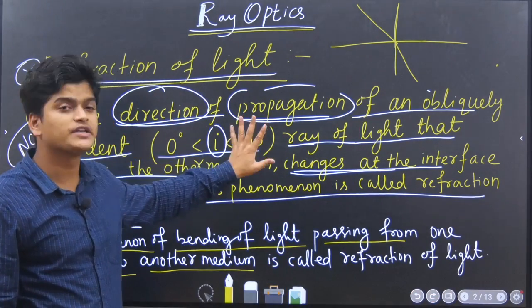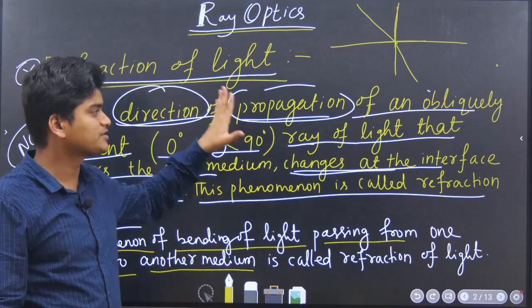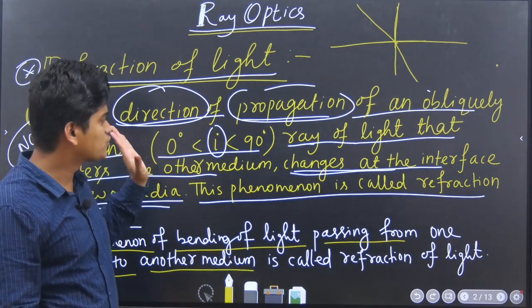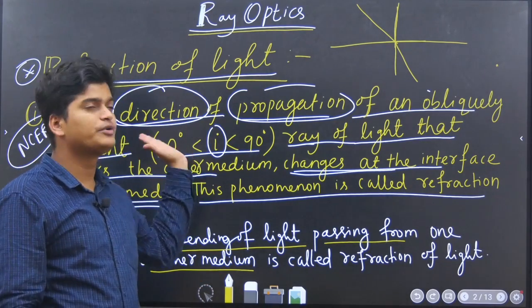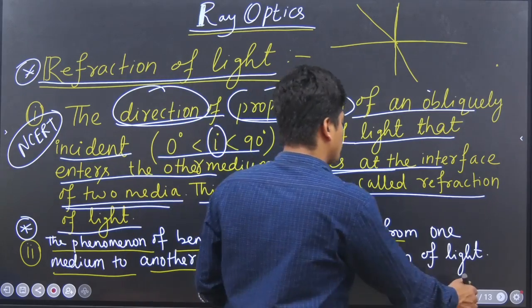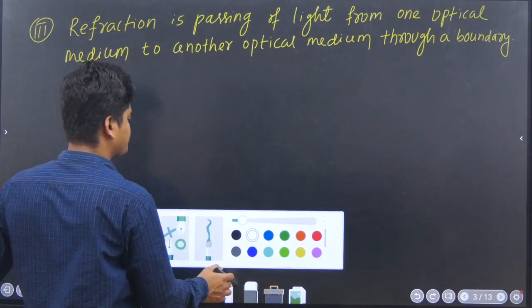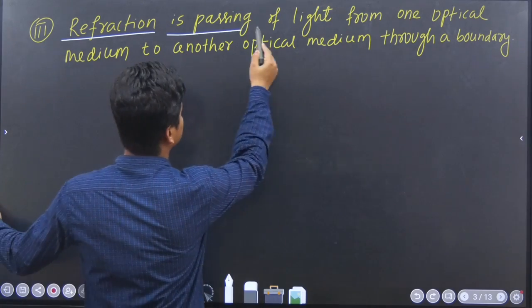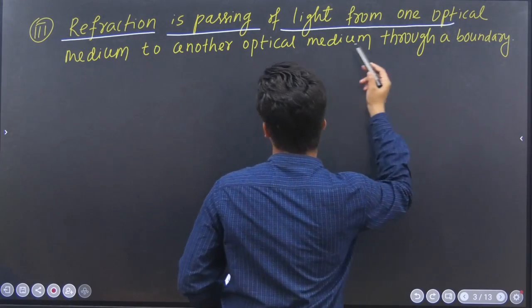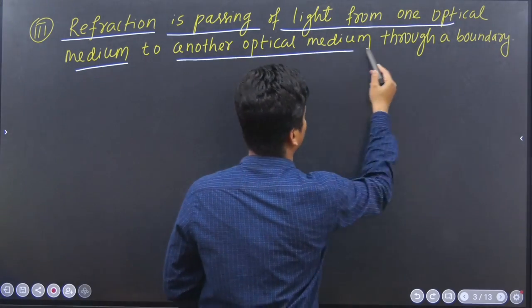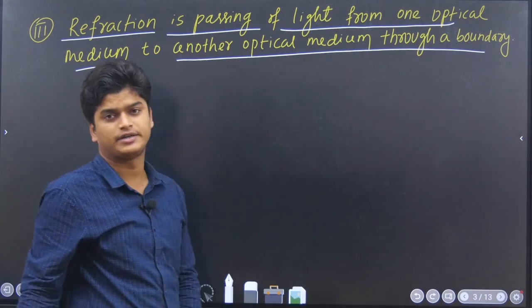But the proper definition is the one which perfectly tells that the direction of propagation is changing, and that the incidence angle should be between 0 and 90. Now understand some other type of definition, that is what? Refraction is the passing of light from one optical medium to another optical medium through a boundary.